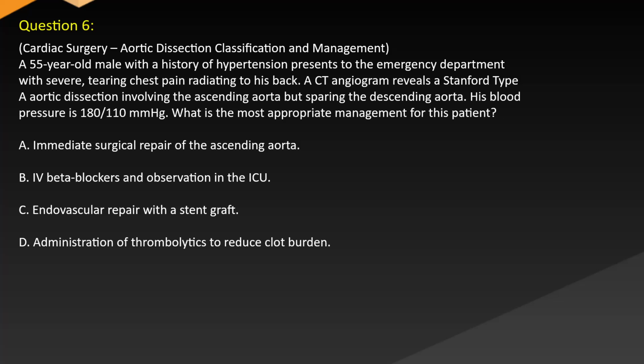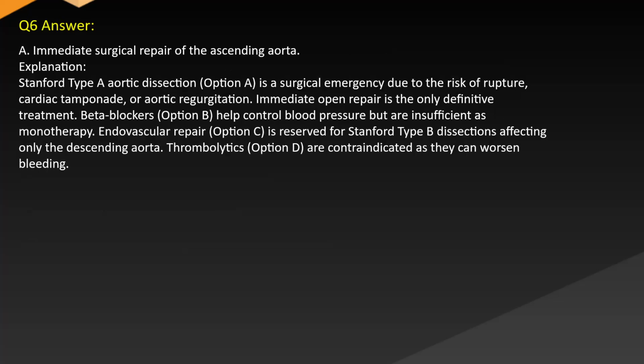A. Immediate surgical repair of the ascending aorta. B. Beta blockers and observation in the ICU. C. Endovascular repair with stent graft. D. Administration of thrombolytics to reduce clot burden. Answer: A. Immediate surgical repair of the ascending aorta.